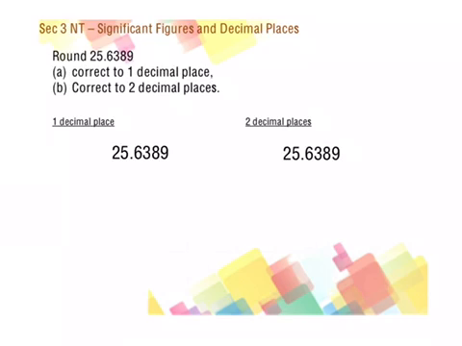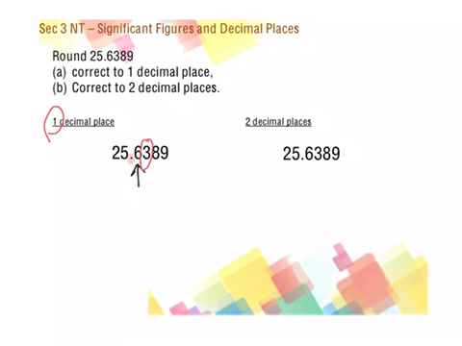Now when we are looking at the first decimal place, we need to first identify the position of the decimal place. So the decimal place is over here. The first number right after the decimal place will be the first decimal place, which is 6. Since we are going to round this off to one decimal place, I'll need to look at the second decimal place number, which is 3.